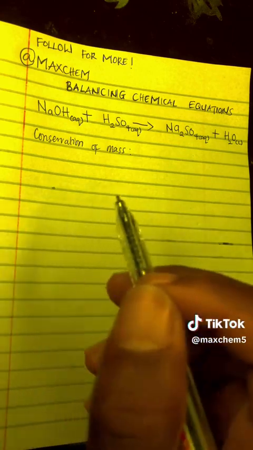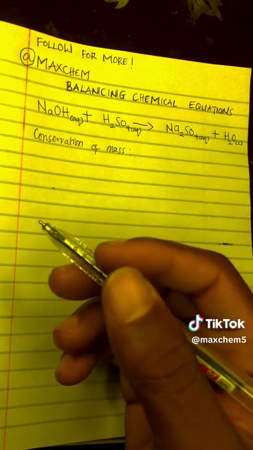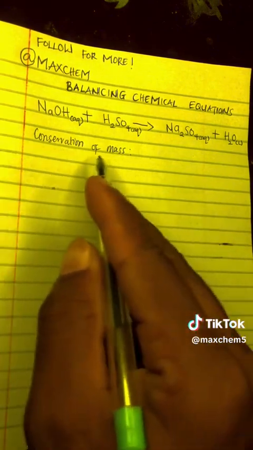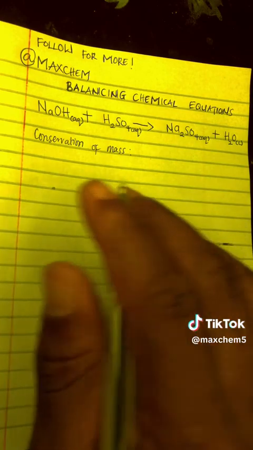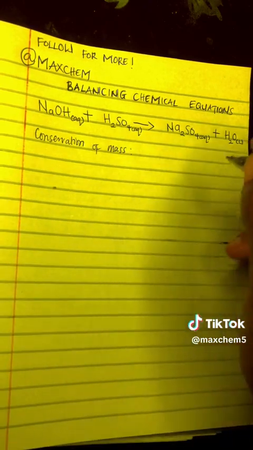To balance any chemical equation, you need to know the law of conservation of mass, because balancing chemical equations depends on the law of conservation of mass, and that states that matter can neither be destroyed nor created. So you need to know that. So now let me give you an example.